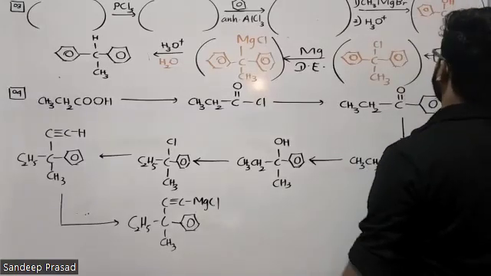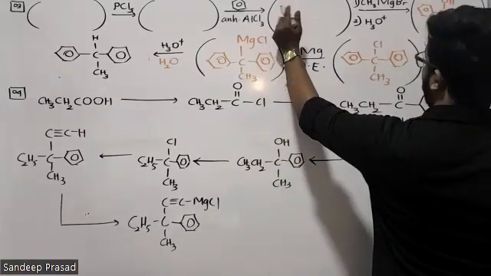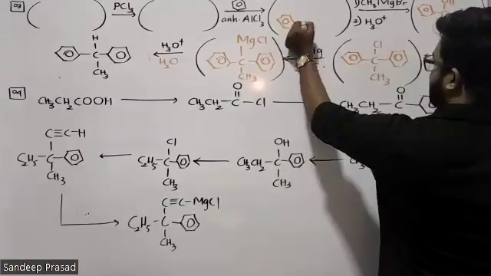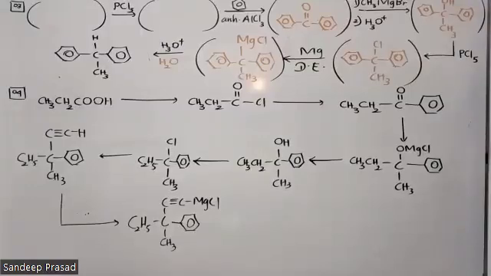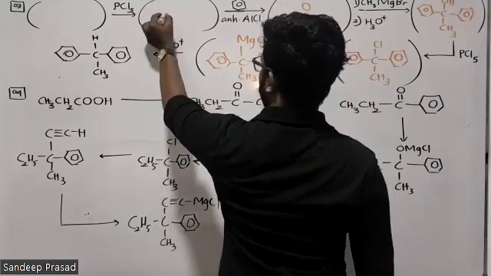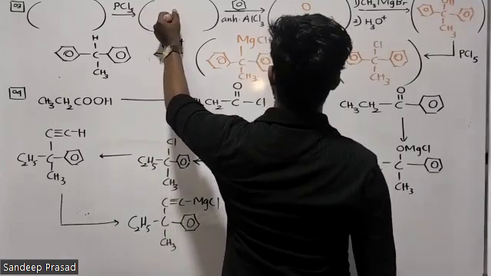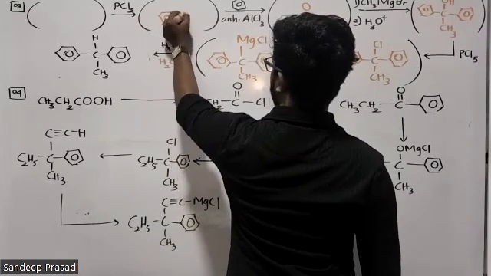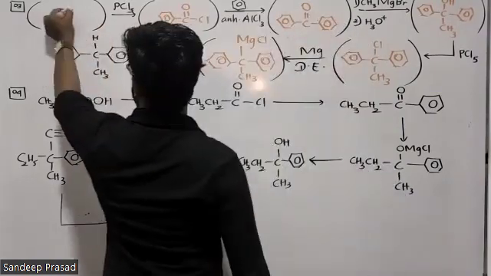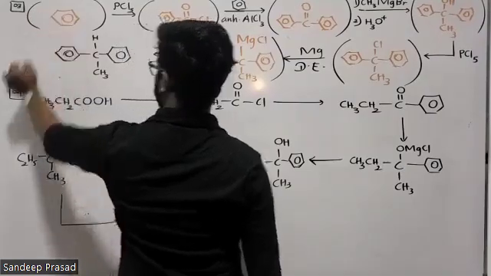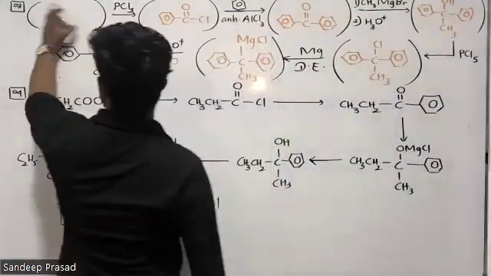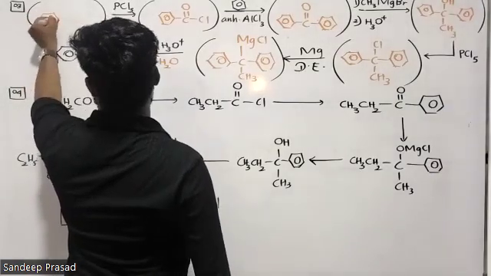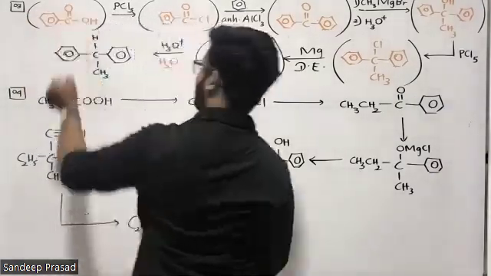In this step, what do we have? We have a ketone like this. And here we have benzoyl chloride, and it started from benzene. Wait a minute, not benzene. Benzoic acid, right? Because PCl5 is added.